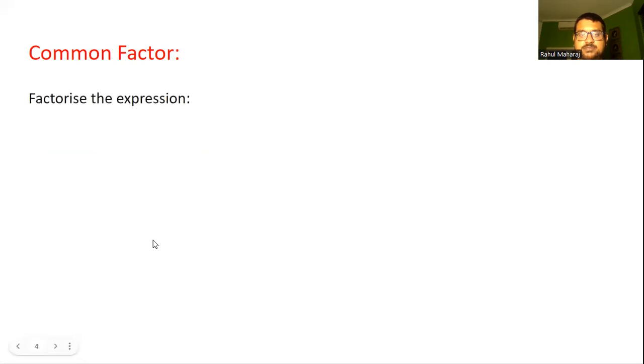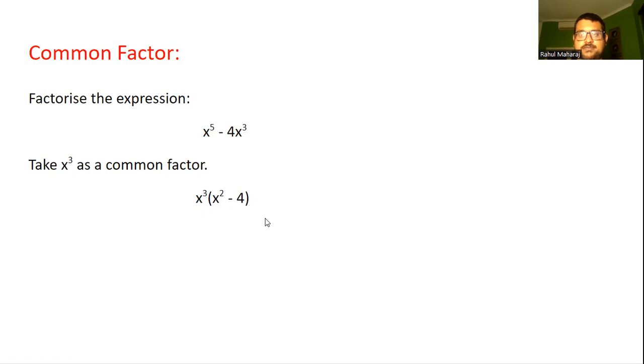Let us factorize the expression x to the power 5 minus 4x cubed. Pause the video and work it out. We can take x cubed out as a common factor. So x cubed into x squared minus 4, because x to the power 5 divided by x to the power 3 gives us an x squared from the laws of exponents, and minus 4x cubed divided by x cubed gives us minus 4.